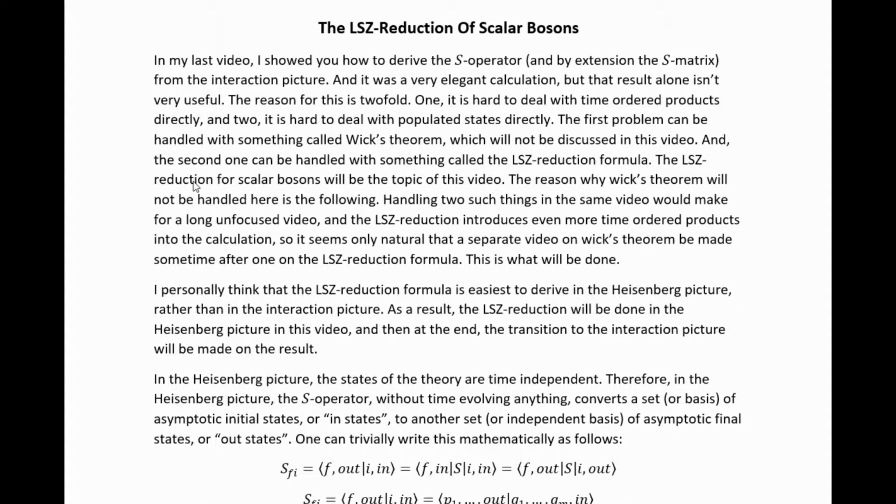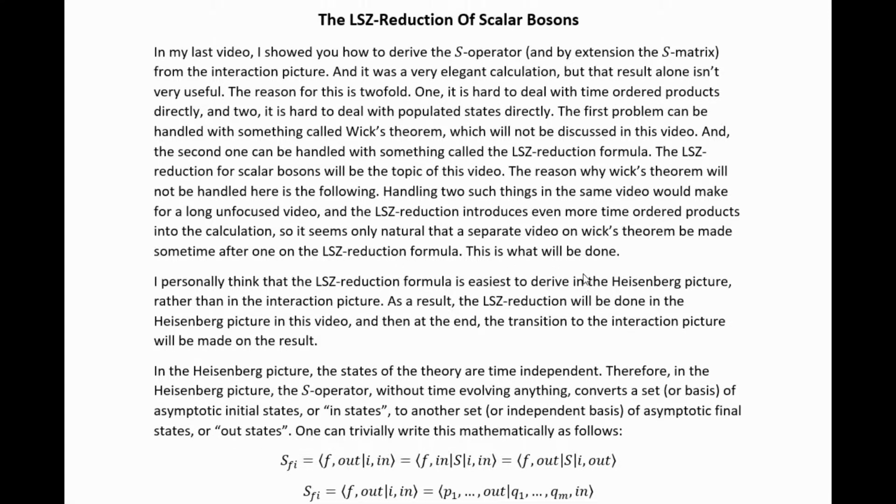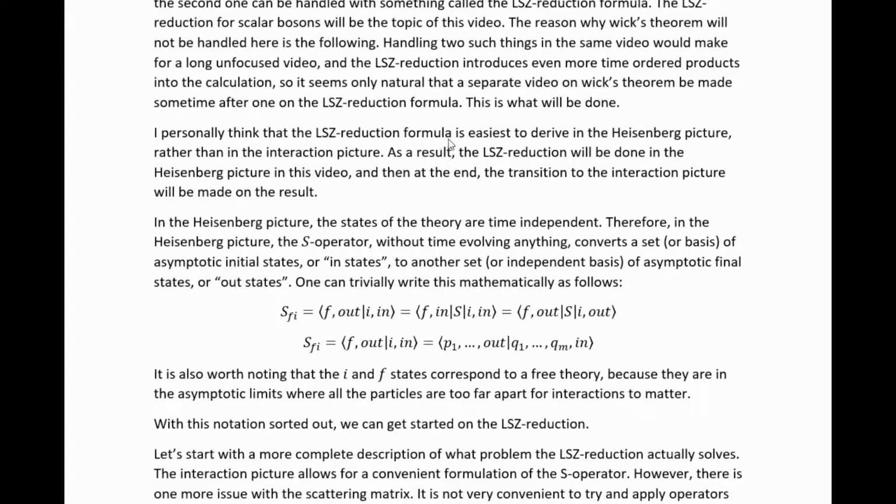The reason why Wick's theorem will not be handled here is the following. Handling two such things in the same video would make for a long, unfocused video, and the LSZ reduction introduces even more time-ordered products into the calculation, so it seems only natural that a separate video on Wick's theorem be made sometime after one on the LSZ reduction formula. This is what will be done. I personally think that the LSZ reduction formula is easiest to derive in the Heisenberg picture rather than in the interaction picture. As a result, the LSZ reduction will be done in the Heisenberg picture in this video, and then at the end the transition to the interaction picture will be made on the result.